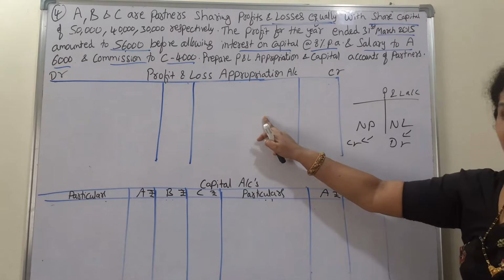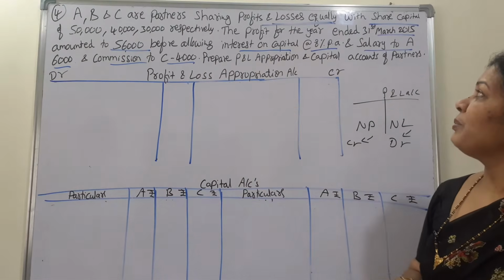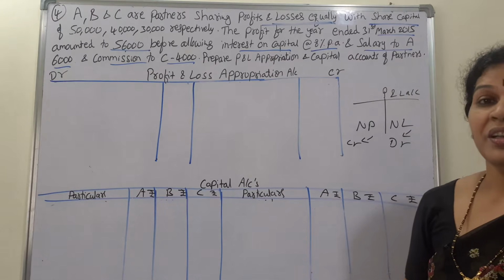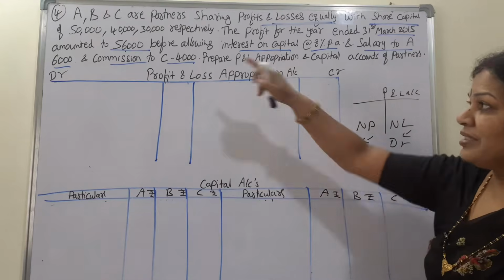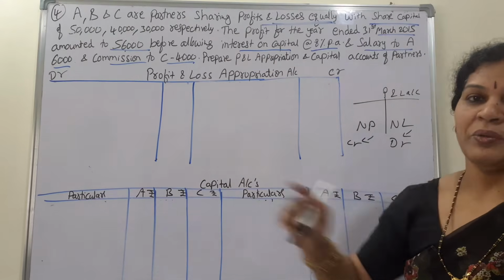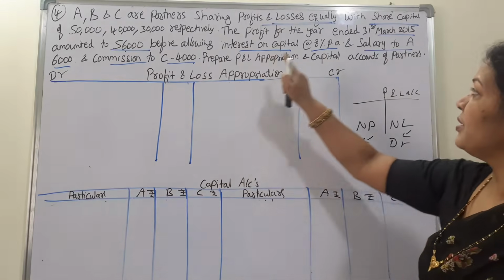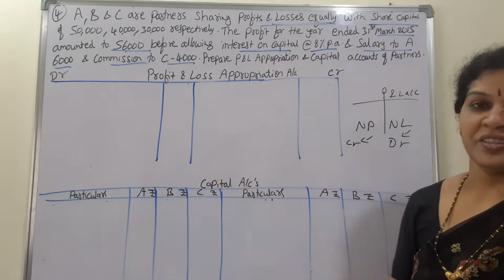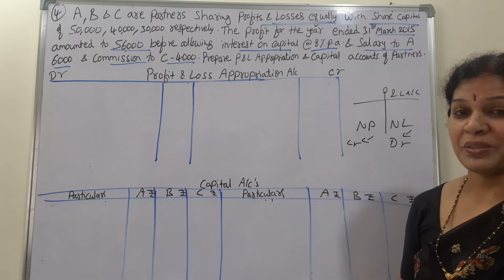Debit means credit we are going to write. Before allowing interest on capital at 8%, this is given, we are going to allow interest on capital at 8%. Debit side we will write because it's an expense. And salary to A 6,000, debit side. Commission to C, expense, debit side.